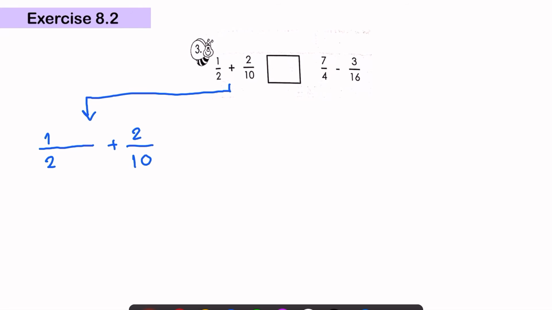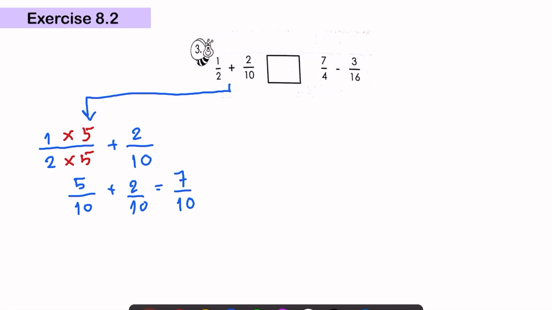So I multiply 2 by 5, right, to get 10. And I multiply 1 by the same number. So we get 5 over 10 plus 2 over 10. The answer is 7 over 10.